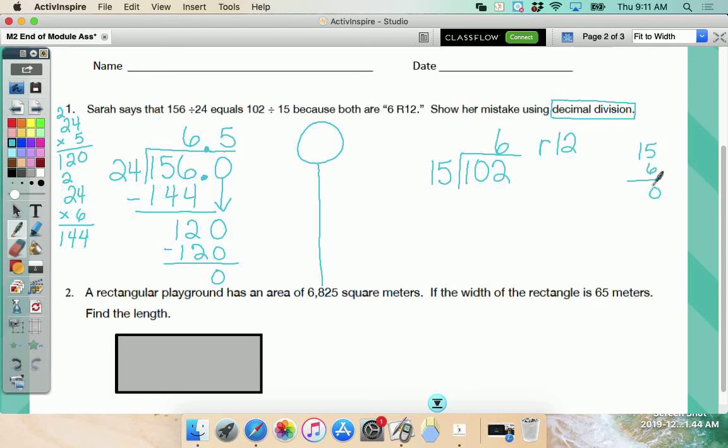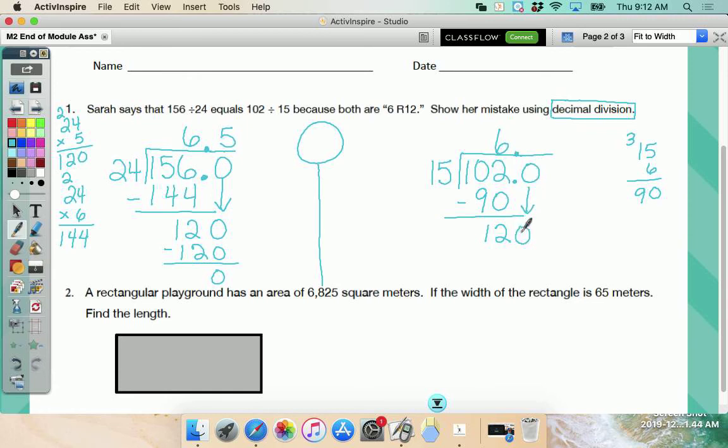Yes. What'd you get? 90. And I'm guessing the remainder is? Very good. You're finishing my sentences for me. Okay, and we're using decimal division, so before I can add a 0, put the decimal on there. We don't want to change the value of 102.